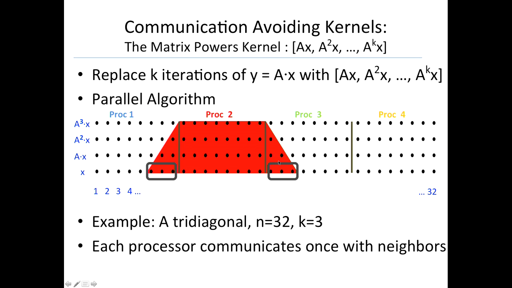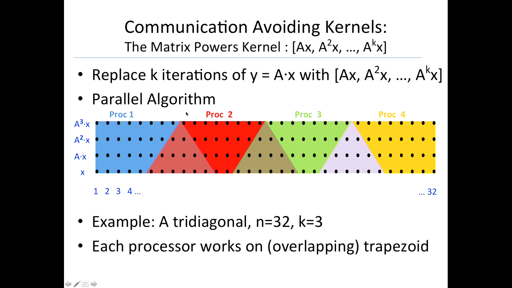And so there's going to be redundant computation. These little triangles at the end are going to be computed twice, but that's OK, because it's going to minimize communication. So the total dependencies would look like this. Everything in these overlapping triangles gets computed twice, but these are small compared to the whole thing. So that's the picture for a tridiagonal.